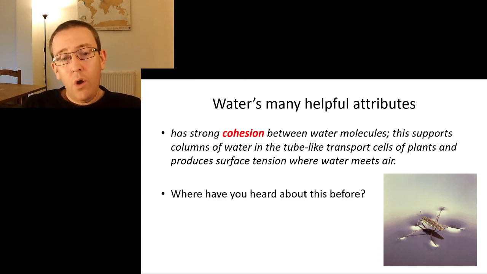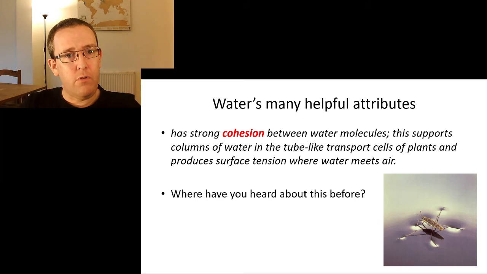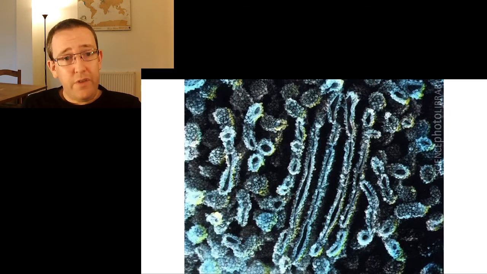So that's one example of cohesion and surface tension, but where have you heard about the idea of cohesion and surface tension before in A-level biology? There's a whole chapter that we did that relies on this idea that water sticks to itself quite strongly. I'm obviously talking about the joyous world of phospholipids and membranes. Lots of the inside of your cells, as well as the cell surface membrane, are made of phospholipids, and they only work because water would rather bind to itself than let uncharged molecules get in amongst the water.